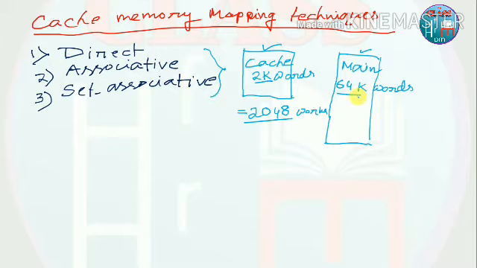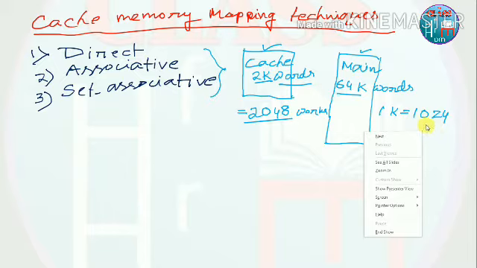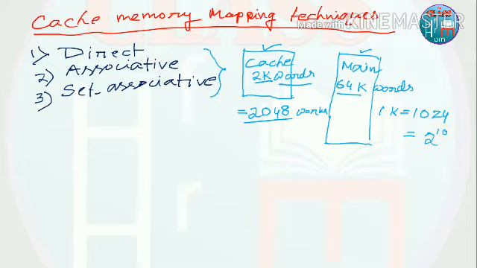it is 64K. 1K means 1024. Kilo words, not bytes, it's the words. So 1K means 1024, or it's 2 to the power 10. Actually 1K means 2 to the power 10. So 2 to the power 10 means 1024.